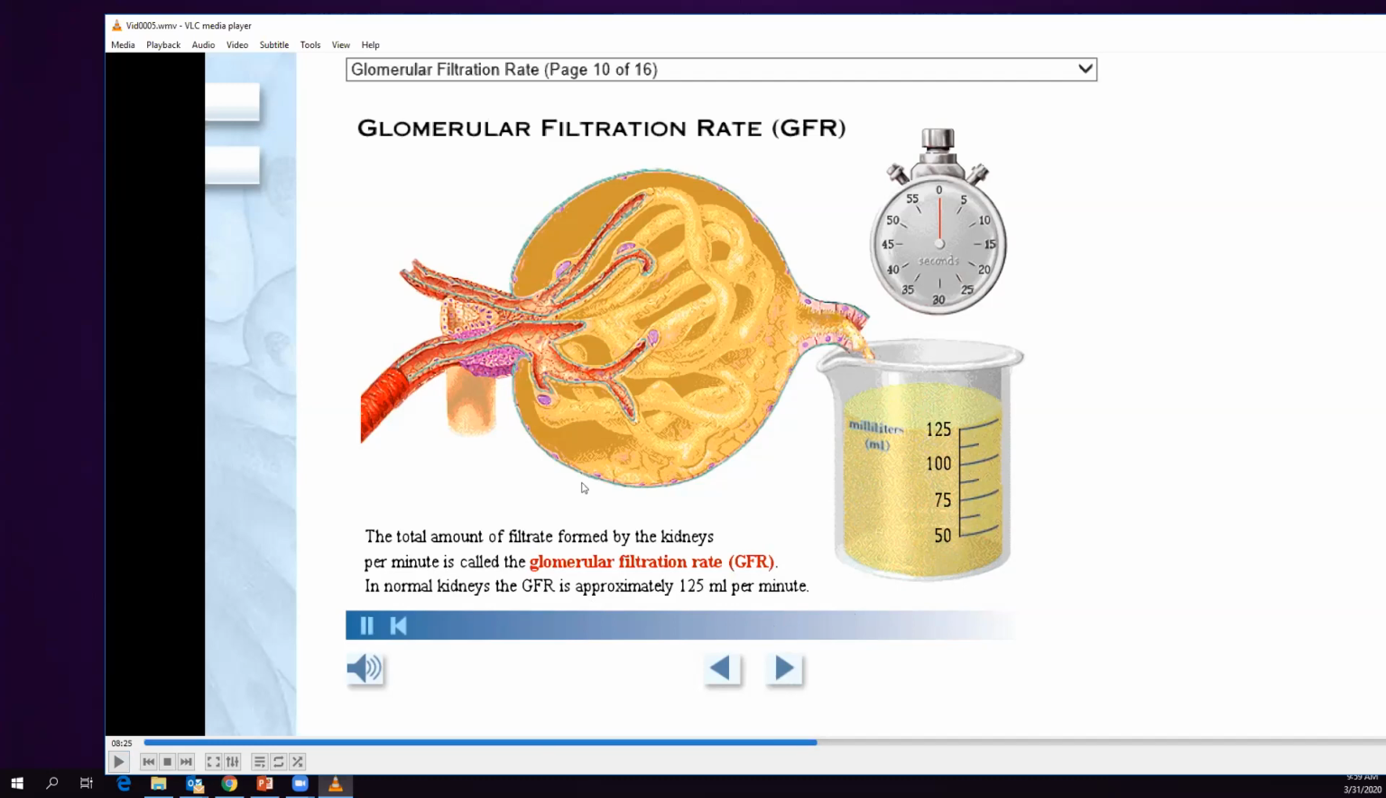If I go with my total blood volume of 5.25 liters of blood and 180 liters is filtered a day, that means I filter my blood 36 times a day. Wow. So as it's going through my kidneys, my entire blood supply is filtered 36 times in one day. And why does it have to be filtered 36 times?